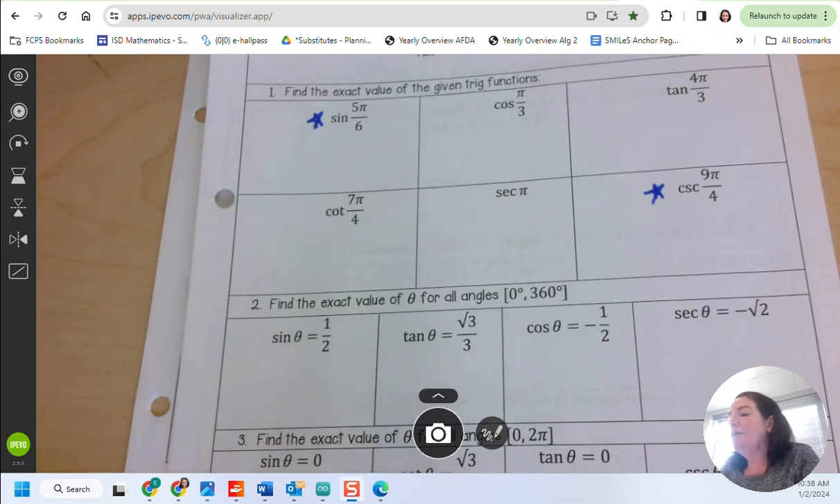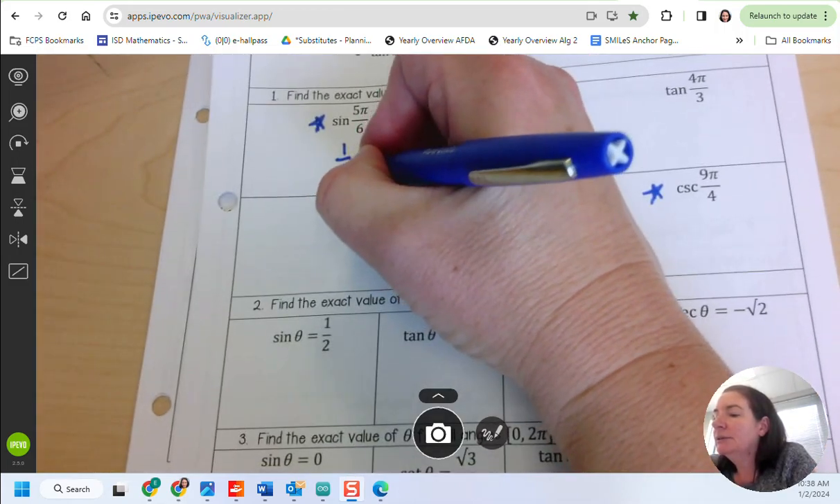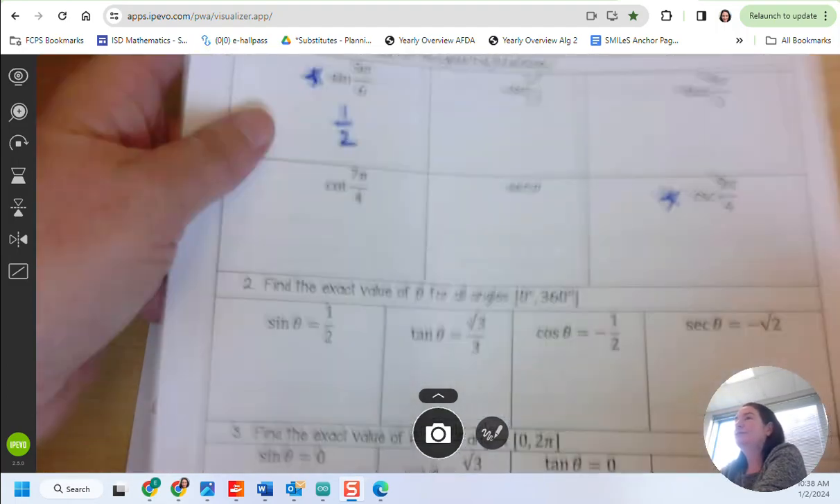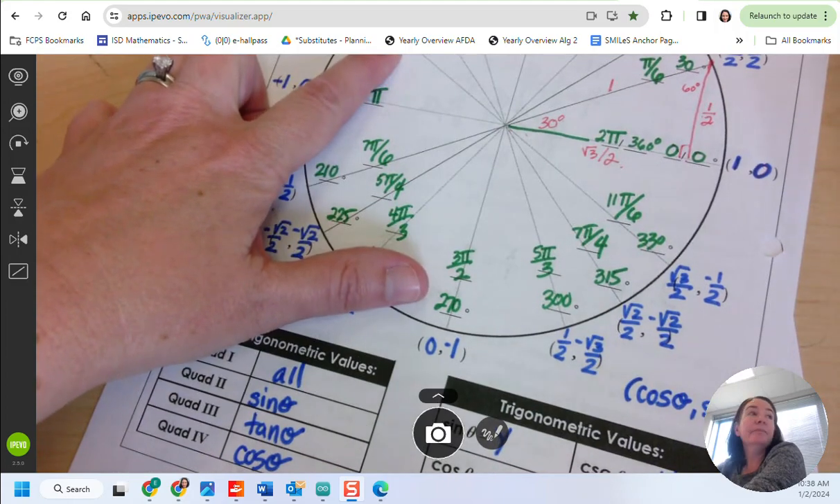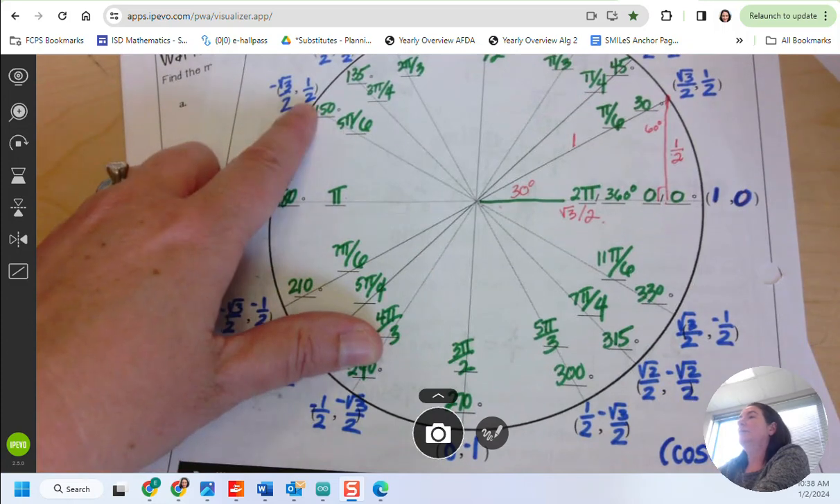All right, sine of 5 pi over 6. So find 5 pi over 6 on your unit circle. Is sine the x or the y? Y. Sine is the y, and so that would be what fraction? 1/2. So that was an easy one. The answer is 1/2. Where's 5 pi over 6 on your circle? Here, right? And then sine is the y value of the point, which is 1/2.